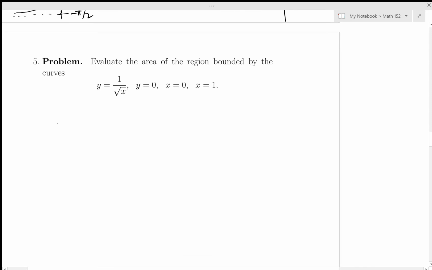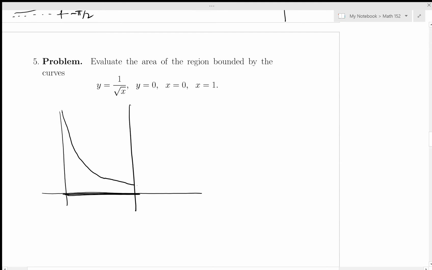So the curves are 1 over the square root of x. That looks like this. And y equals 0. So that's here. x equals 1, put that right here. So this continues, but this is x equals 1, and x equals 0, which is the y-axis. Okay, so that is x equals 0, this line right here, the y-axis. So we're being asked for the area, this area here.